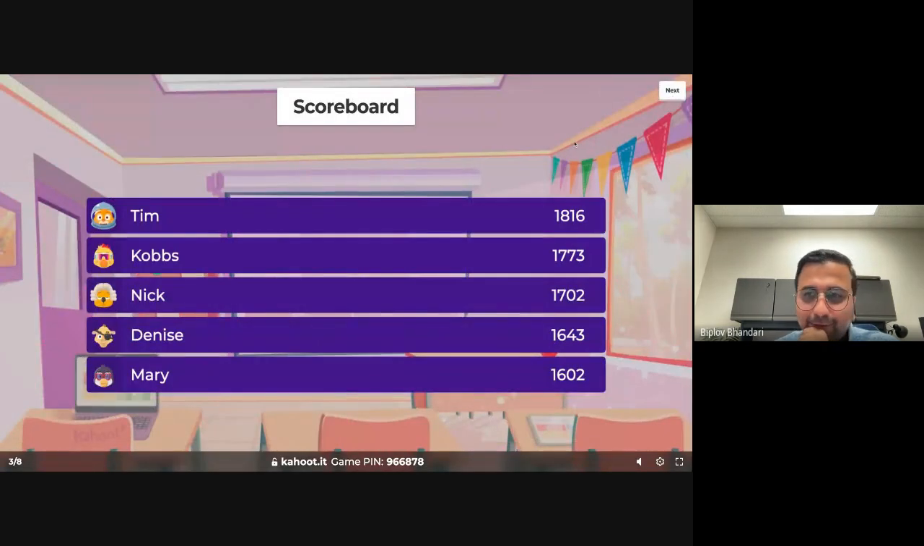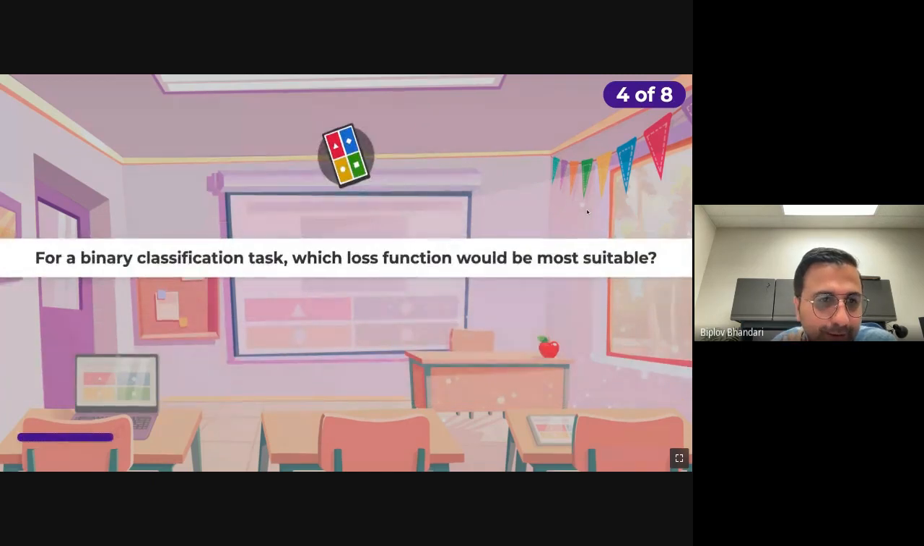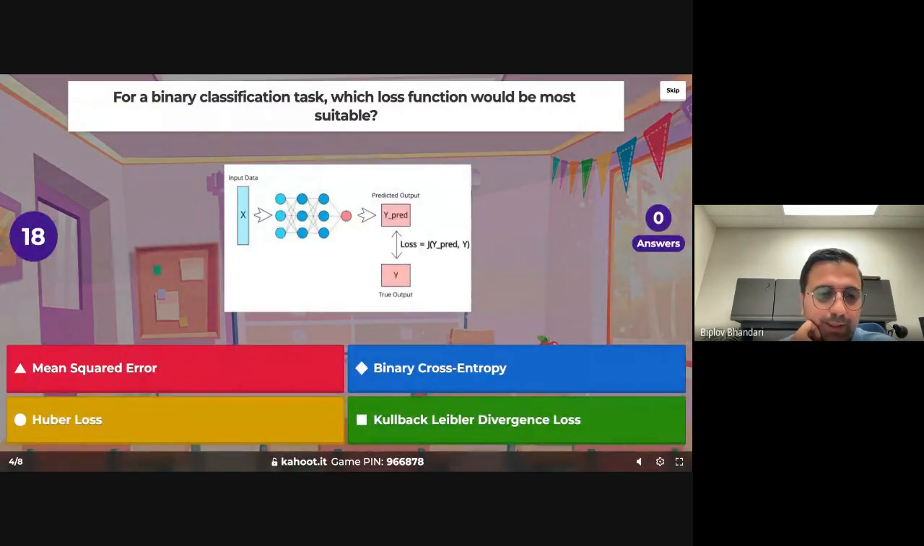Okay, let's see the scoreboard. Team still at the top. No change in the leaderboard. Okay, let's move on to our fourth question. For a binary classification task, that's the one that we use today, what loss function would be most suitable? Is it mean square loss, binary cross entropy, Huber loss, or KL divergence loss? Last 5 seconds here.